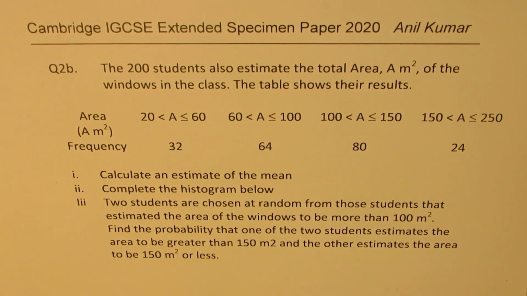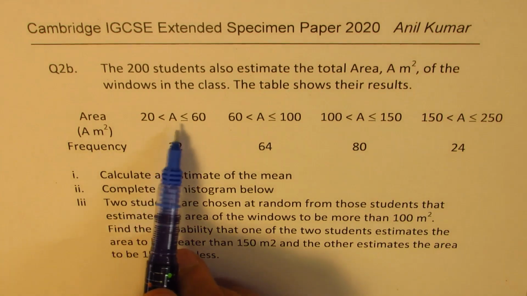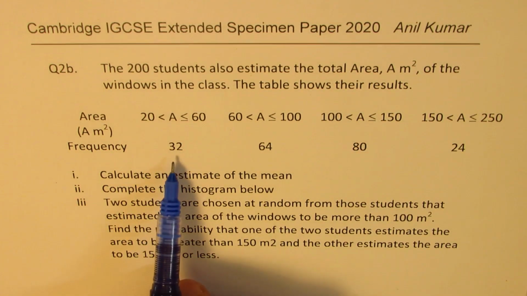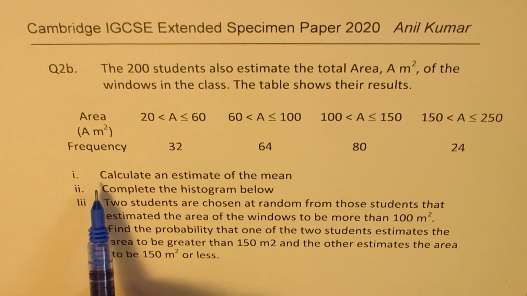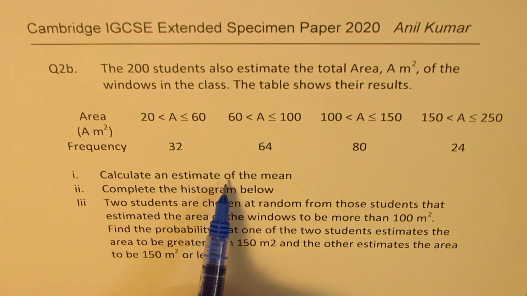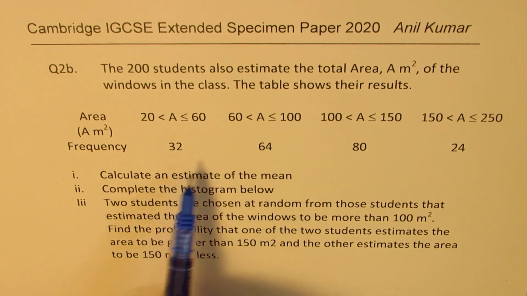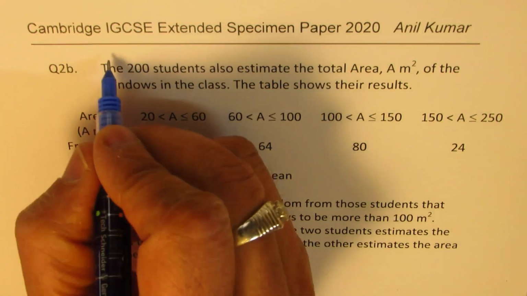Question number 2b. The 200 students also estimate the total area, in meter square, of the windows in the class. The table shows their results. So we are given these areas estimated by the number of students, as shown here. Part 1 is to calculate an estimate of the mean. Now this is grouped data, correct?